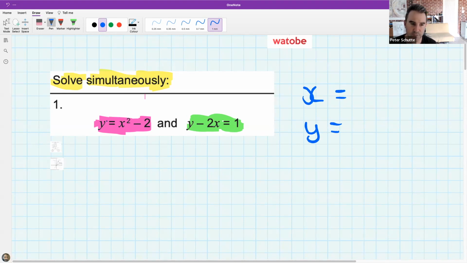So if we put x and y into the pink one, and then we put x and y into the green one, they have to make both statements true. So that's what it means to solve simultaneously. So let's see how this works in practice. I'm going to show you how it works. The method I'm going to use now is called substitution.